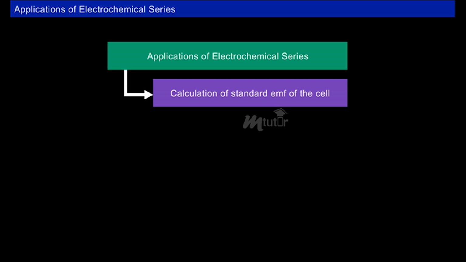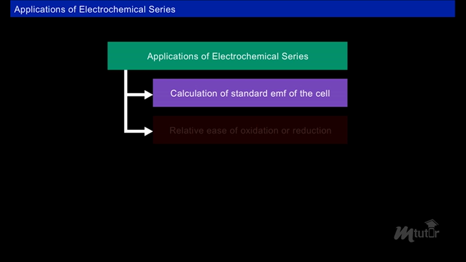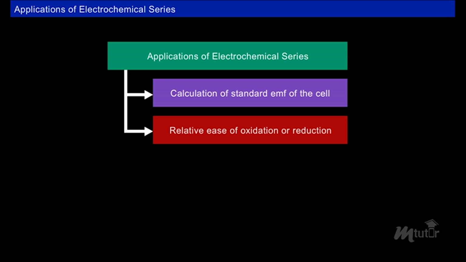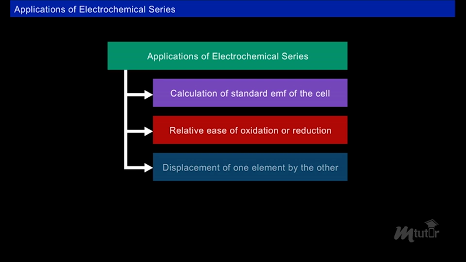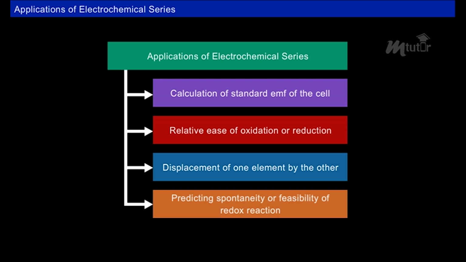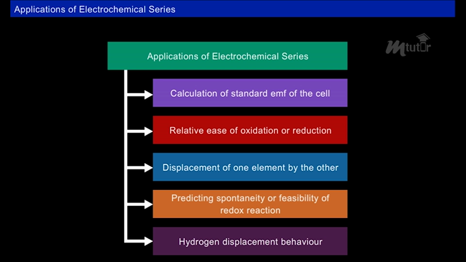The electrochemical series provides valuable information as given below: calculation of standard EMF of the cell, relative ease of oxidation or reduction, displacement of one element by the other, predicting spontaneity or feasibility of redox reaction, and hydrogen displacement behavior.